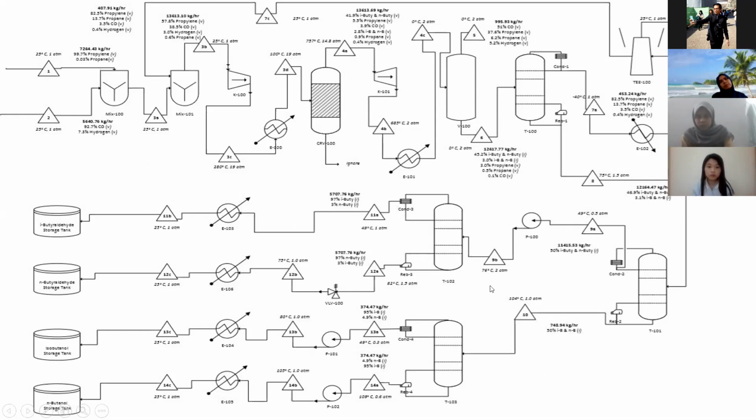For the bottom stream of the second distillation column, which is the alcohol stream, this will be fed into another distillation column where the isobutanol will go as the distillate stream and N-butanol will go as the bottom stream. All four product streams will be reduced to STP condition before being stored safely in a storage tank. Thank you.